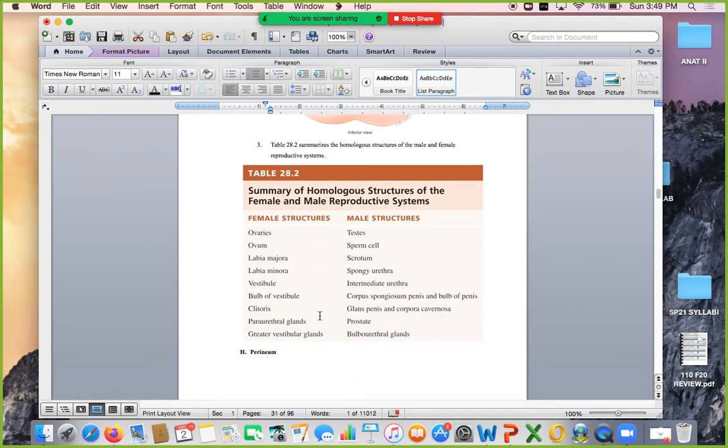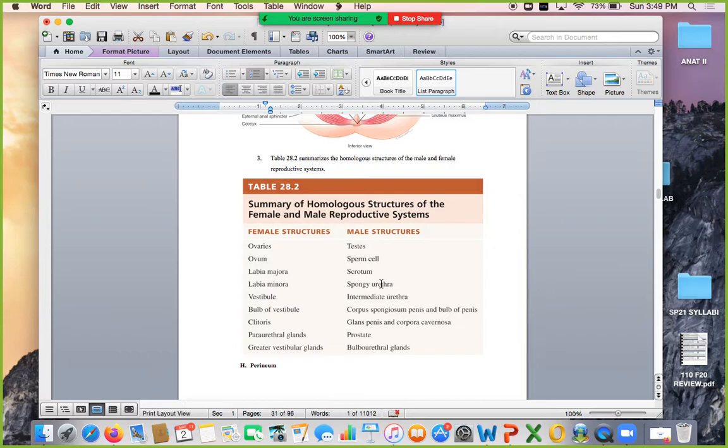As I mentioned, we have homologous structures in the male and female systems. Some of the really obvious ones include ovary and testes, and sperm and egg. But some of the less obvious ones include the labia majora, which would be the equivalent of the scrotum in the male, labia minora, which would be the equivalent of the spongy urethra, and the vestibule, which would become the intermediate urethra, as well as the clitoris, which is going to be similar to the glans penis and corpus cavernosa.